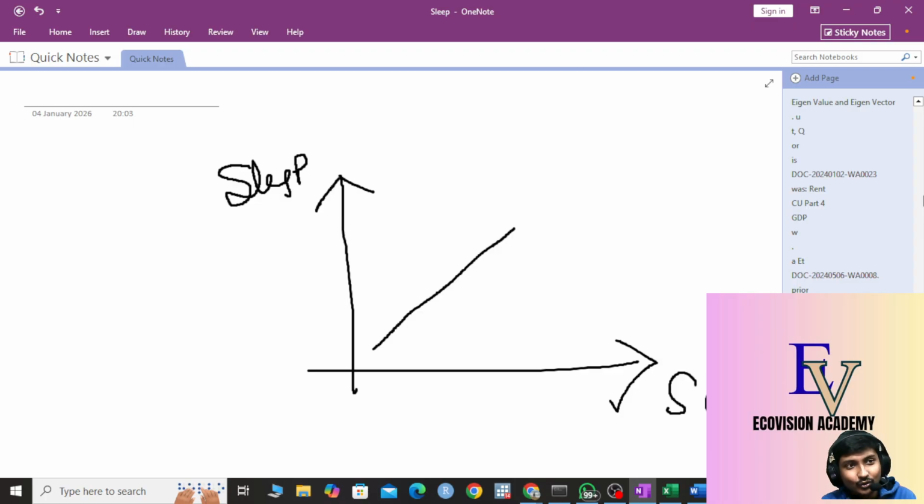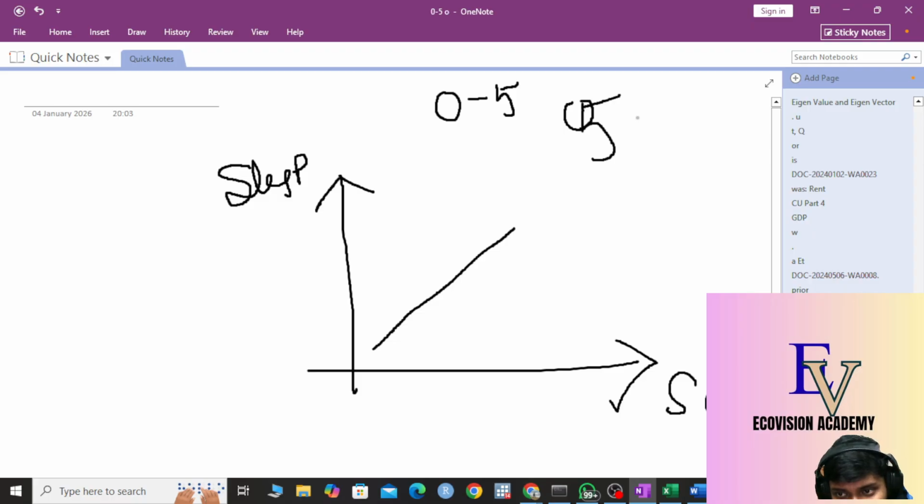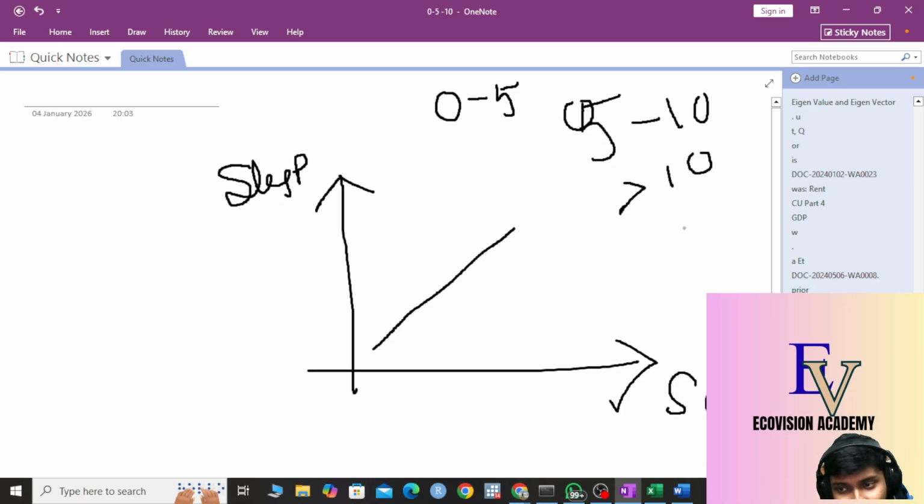So this is totally a non-linear estimation. This is not a linear estimation. So what can I do? I can categorize pupils by their sleep hours. There are some pupils who sleep between 0 to 5 hours, some who sleep between 5 to 10 hours, and some who sleep more than 10 hours.